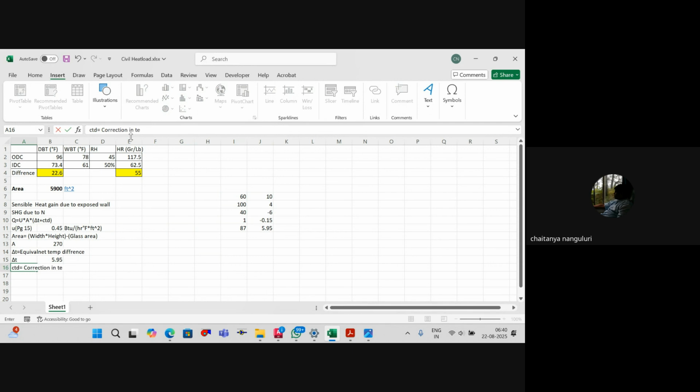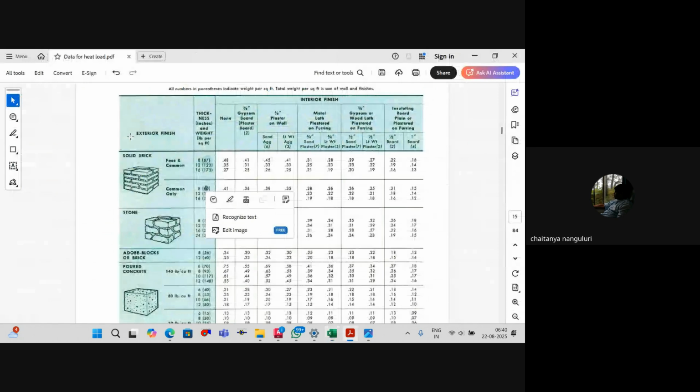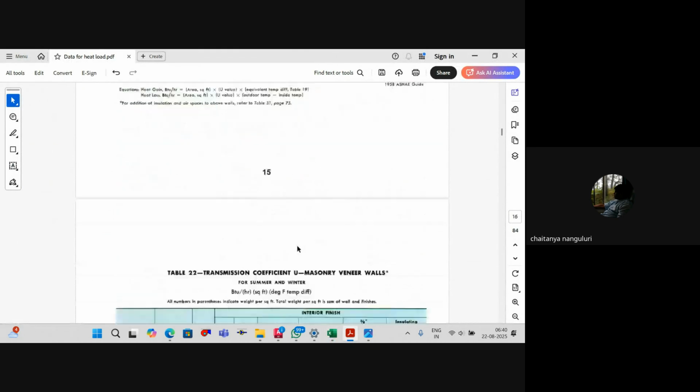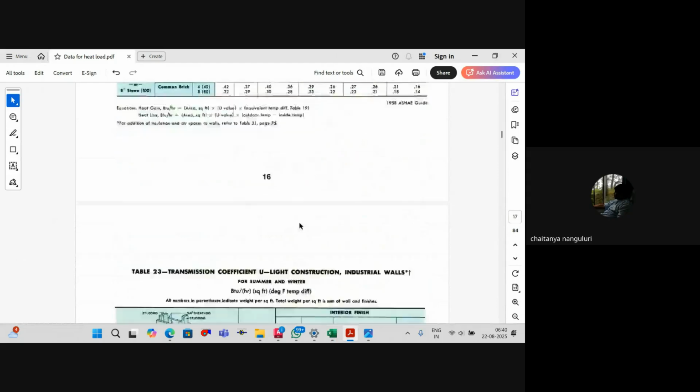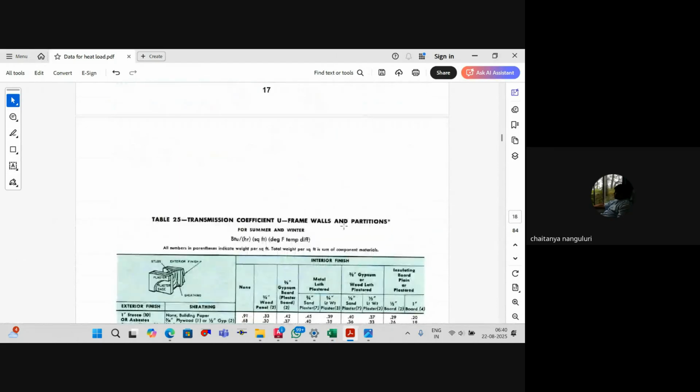Correction in temperature difference. So the CTD we will calculate now. CTD is simple. CTD is equal to correction in temperature difference. We will get it using 2 parameters. I'll go through that. I'll explain that once again.